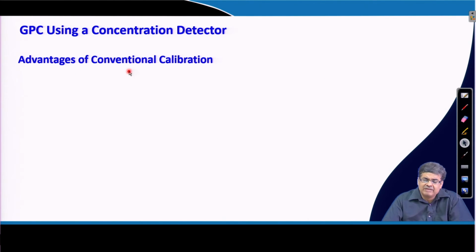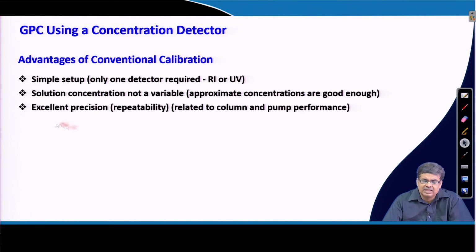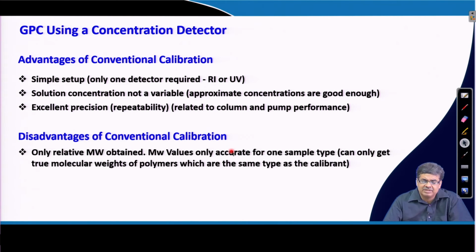Now, the advantage of this conventional calibration is that it is simple, we need only one detector, either RI or UV, and the solution concentration need not be known very accurately, approximate numbers are good enough, and there is excellent precision as long as we maintain the column and pump performance well. But the disadvantage of this conventional calibration is that this is only relative molecular weight.